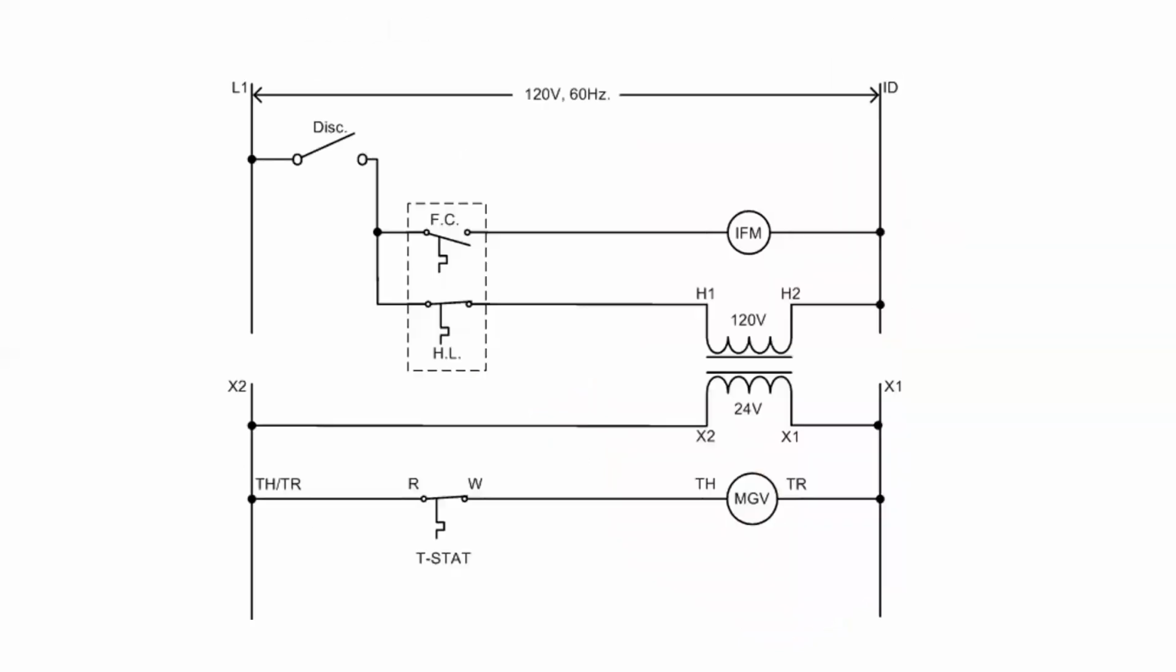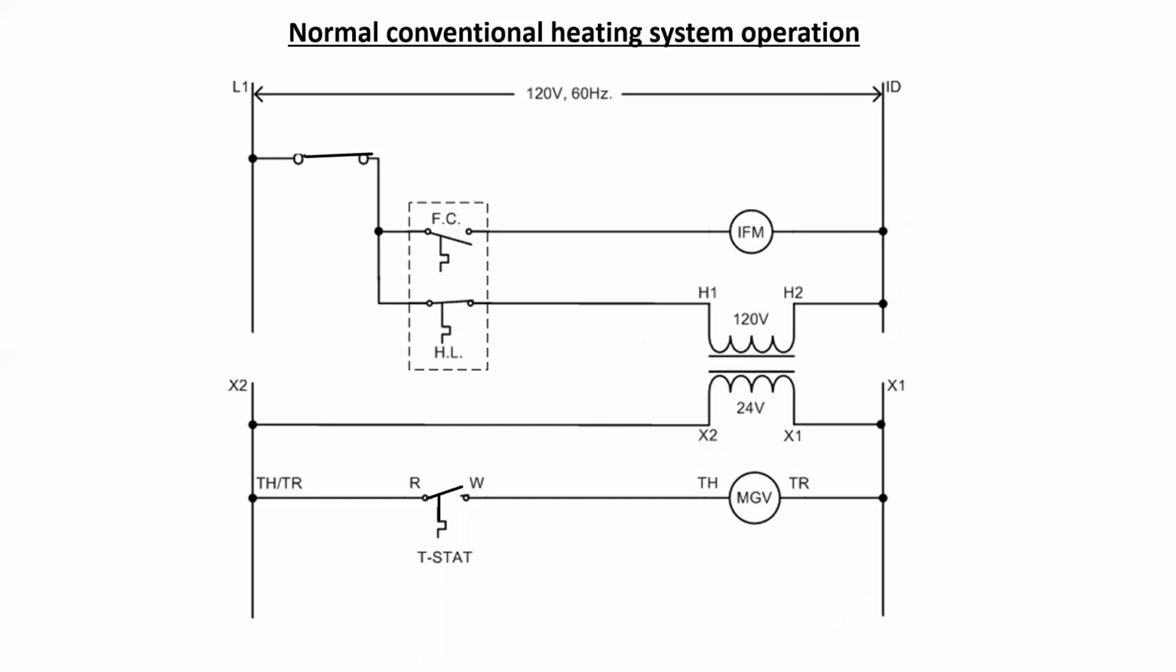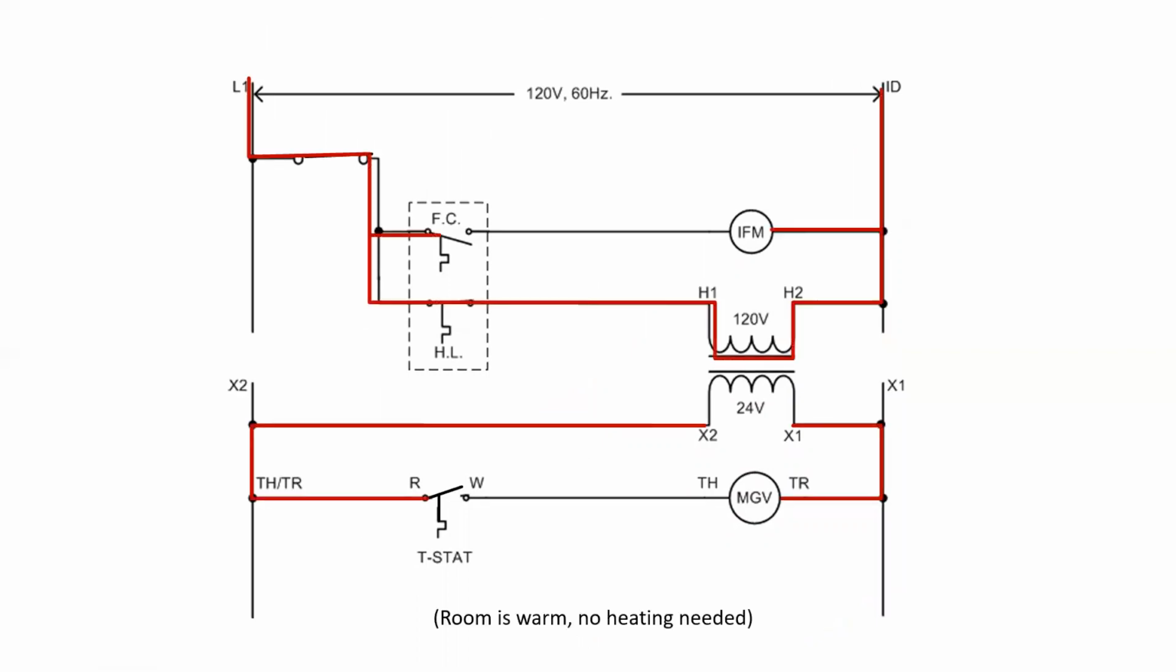So how does this entire system function? Well, first let's close the disconnect, which is just providing 120 volts to our system. At this point, we have no need for heat, and we know this because the thermostat is in the open position. Remember, the thermostat will close when the temperature drops.